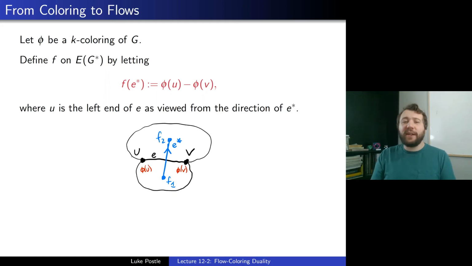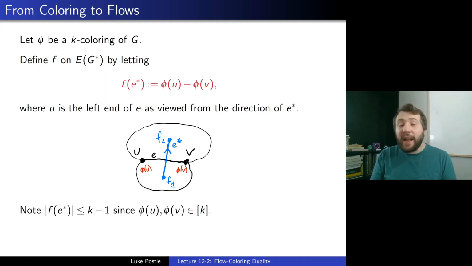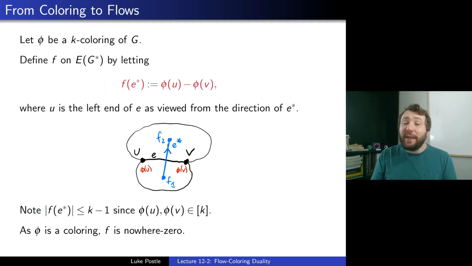So let's go through the various properties. One thing to note is that the absolute value of f of e star is at most k minus 1, since phi of u and phi of v are between 1 and k. So that is quite nice. We're restricted to those values we need for a k-flow. Another point is, as it's a coloring, u and v are never equal in color, so that means f is nowhere 0. So we've established that we have the right values. It obviously has the anti-symmetric property, because if you look at the other direction of E star, then v is on the left side, and so it'll be the negative of what it was in the other direction. So that all works.